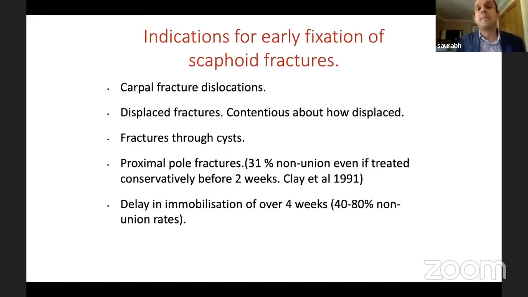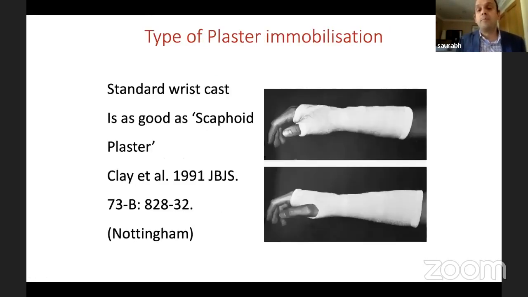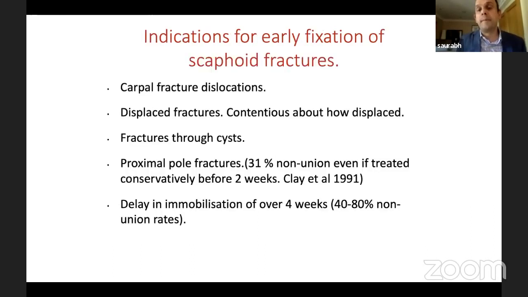Indications. Well, one more point to add. Obviously, if you do a proximal pole fixation, a non-union fixation, or if it's a very proximal pole fracture, in those cases also I'll give a scaphoid cast, because I don't want any movements in my proximal pole non-unions, no matter how small.